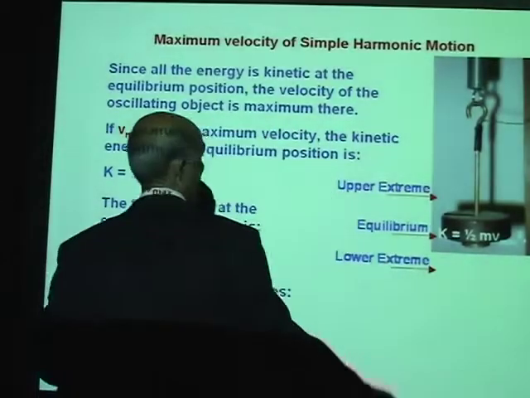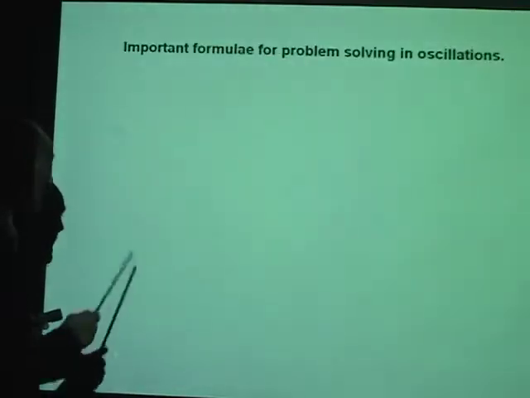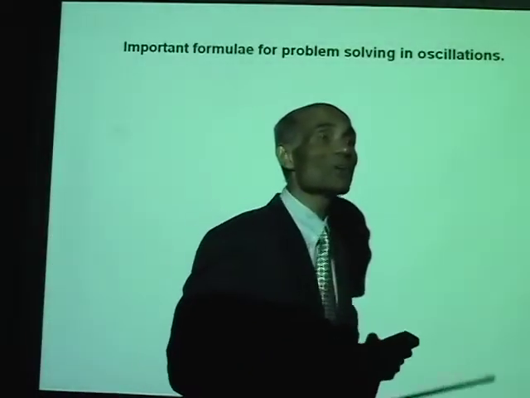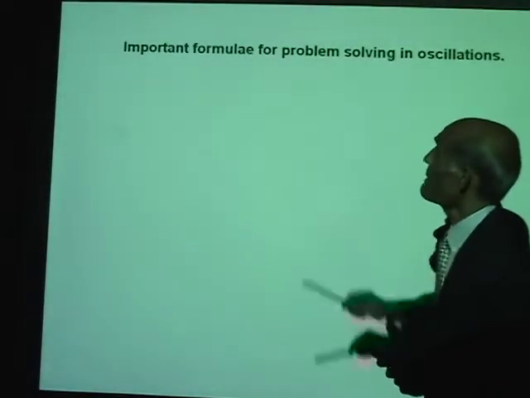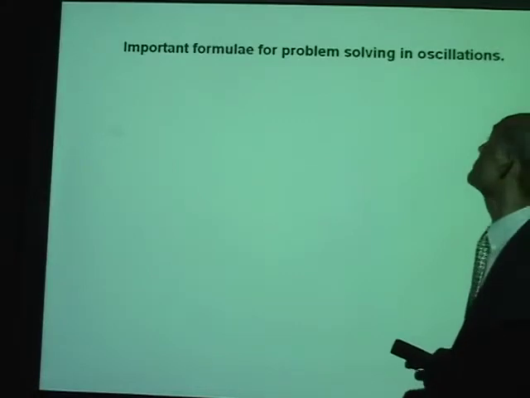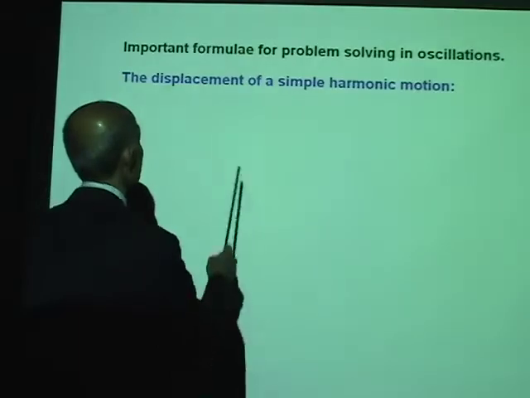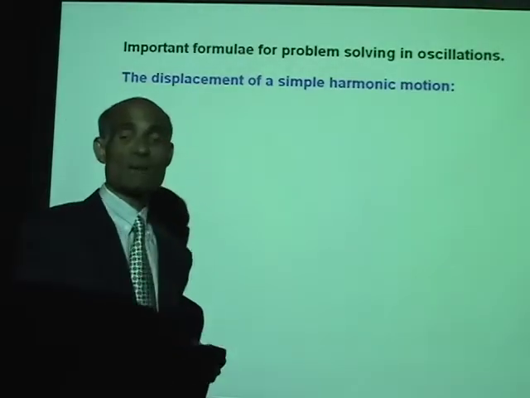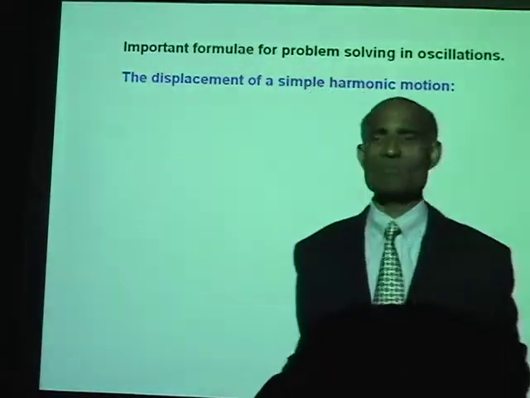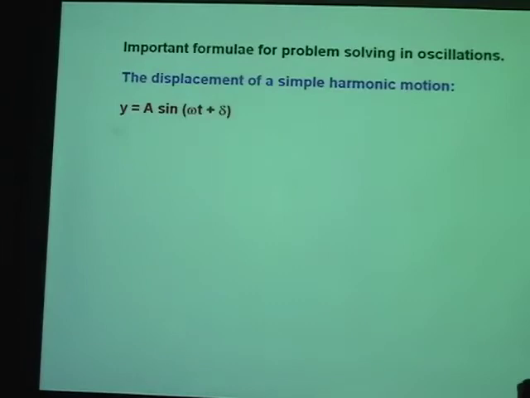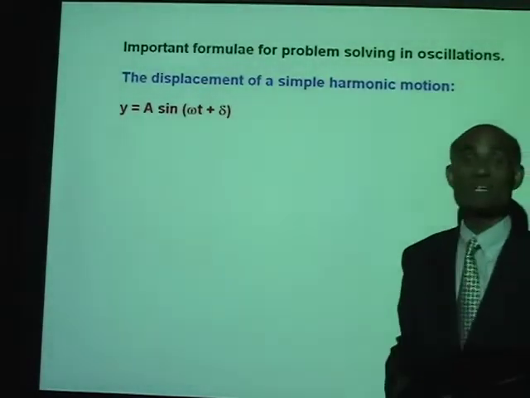Okay, let's move on. So at the equilibrium, all the energy is kinetic, and the maximum velocity there will be a omega, omega a. Let's now talk about some important formulae for problem solving in oscillation so that we can use them to solve problems. The displacement of a simple harmonic motion. Anybody tell me what is the equation for the displacement of a simple harmonic motion? Well, displacement is y equal to a sine omega t plus delta.